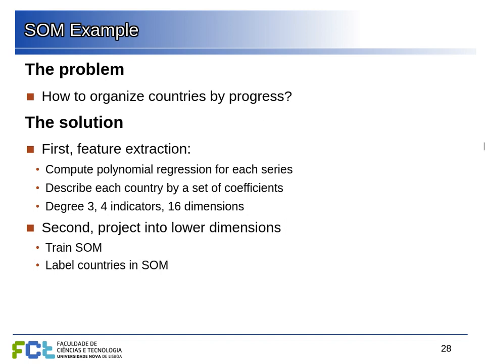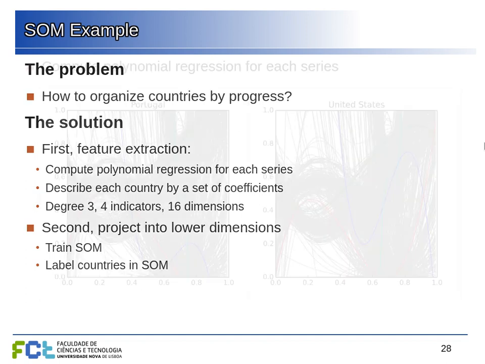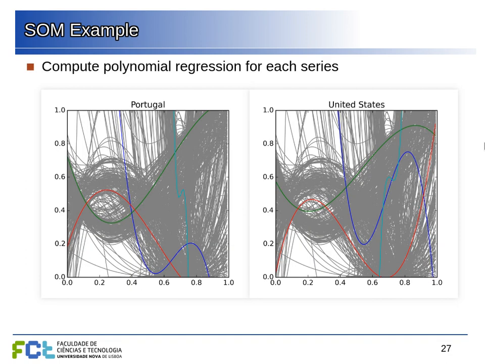Now we want to visualize this. And we cannot easily visualize how the countries are distributed in 16 dimensions, so we need to project this into lower dimensions. We're going to use self-organizing maps. We're going to train it with our data, and then we're going to label countries, just to see how they are distributed in this projection. Note that this part is unsupervised learning, even though we used a bit of supervised learning to fit the polynomials, which is just basic regression.